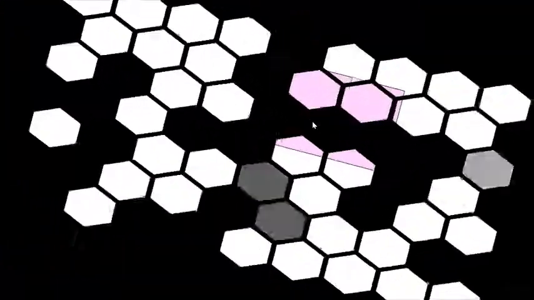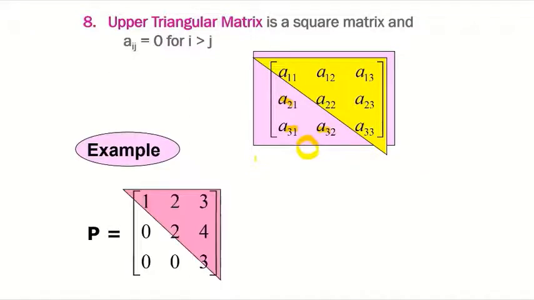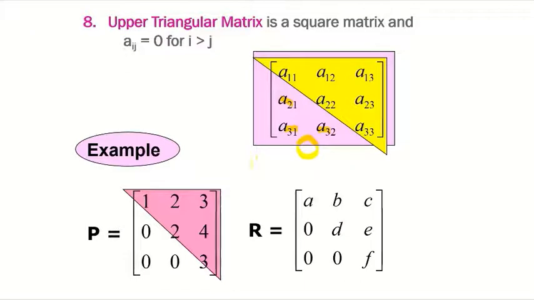Okay, number 8, we have the upper triangular matrix. Contrary to the lower one, here the lower part must be 0 for the entries where i is bigger than j. The positions are 2 1, 3 1, and 3 2. All of these must be 0. Okay, the example. Next example that we have. Okay, that's all for the types of matrices.